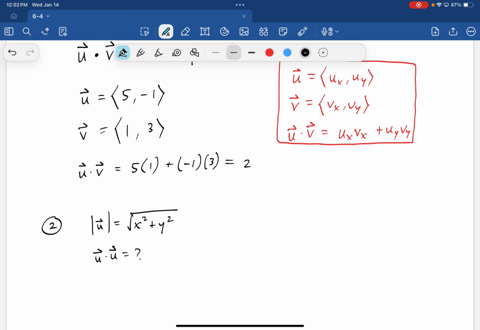Okay, that's u dot u. So what's the relationship between the magnitude and u dot u? Magnitude?